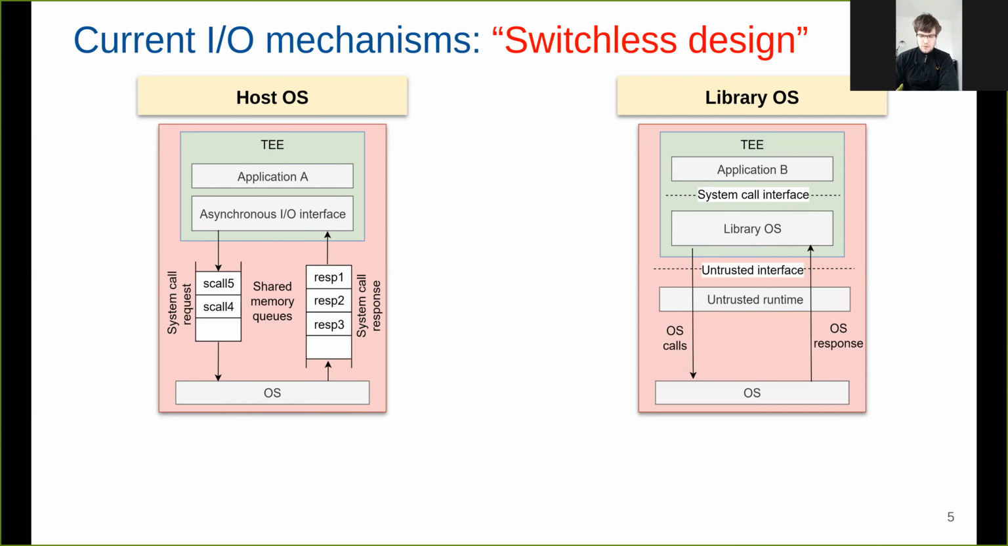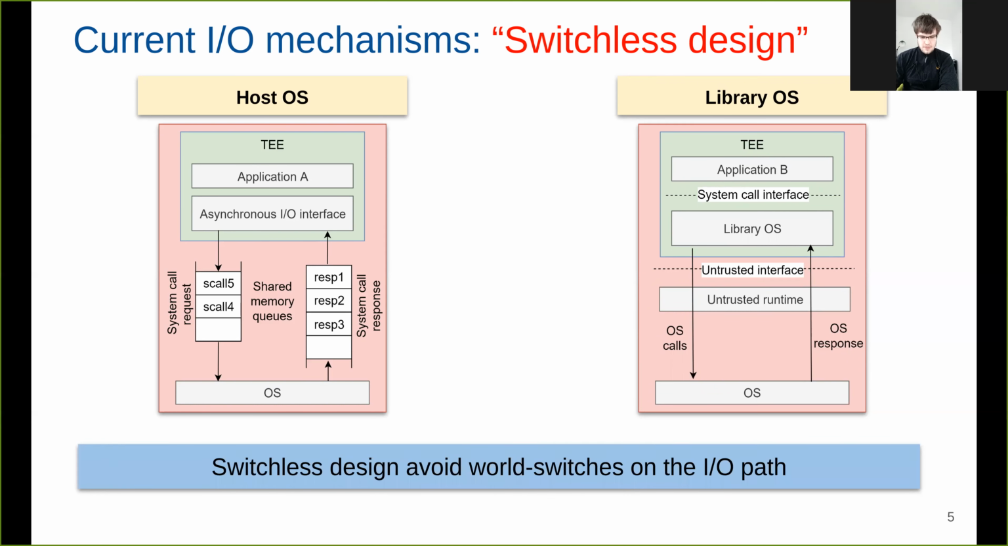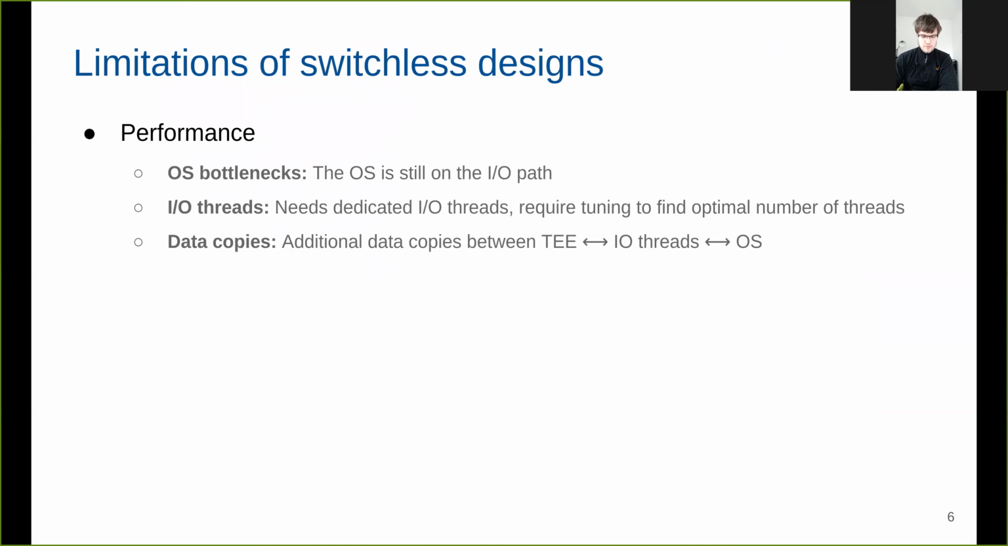A library OS works in a similar way. However, it usually puts more functionality of the operating system inside the enclave and only depends on very low-level interfaces such as tap devices or block devices. Both these approaches are valid, and they also avoid world switches. However, they still have some problems with respect to high performance I/O. The operating system in both is still on the I/O path, and they both require I/O threads that run outside the trusted execution environment, and these require tuning.